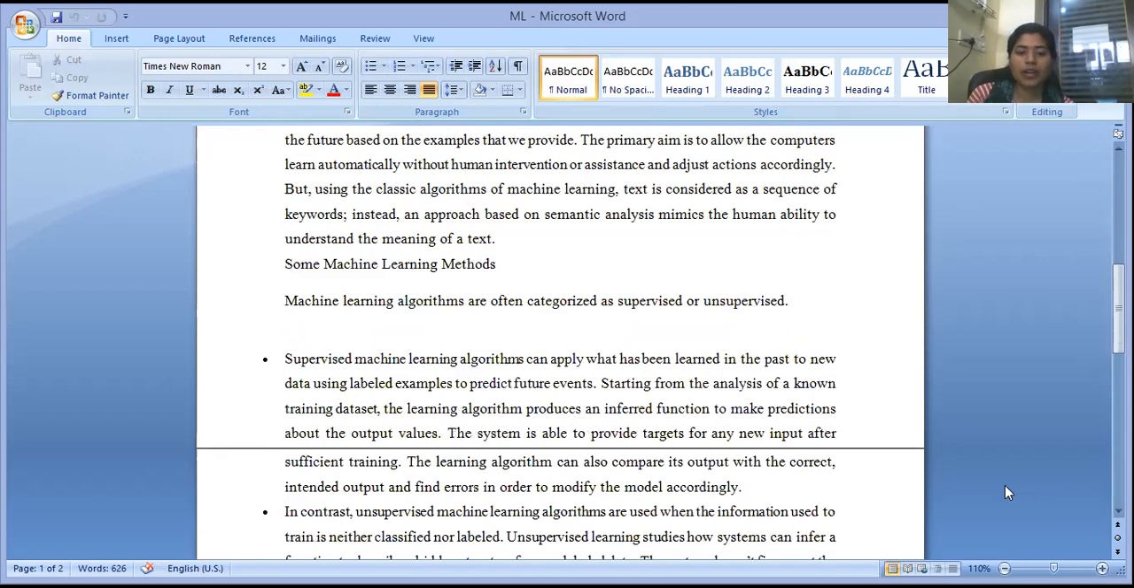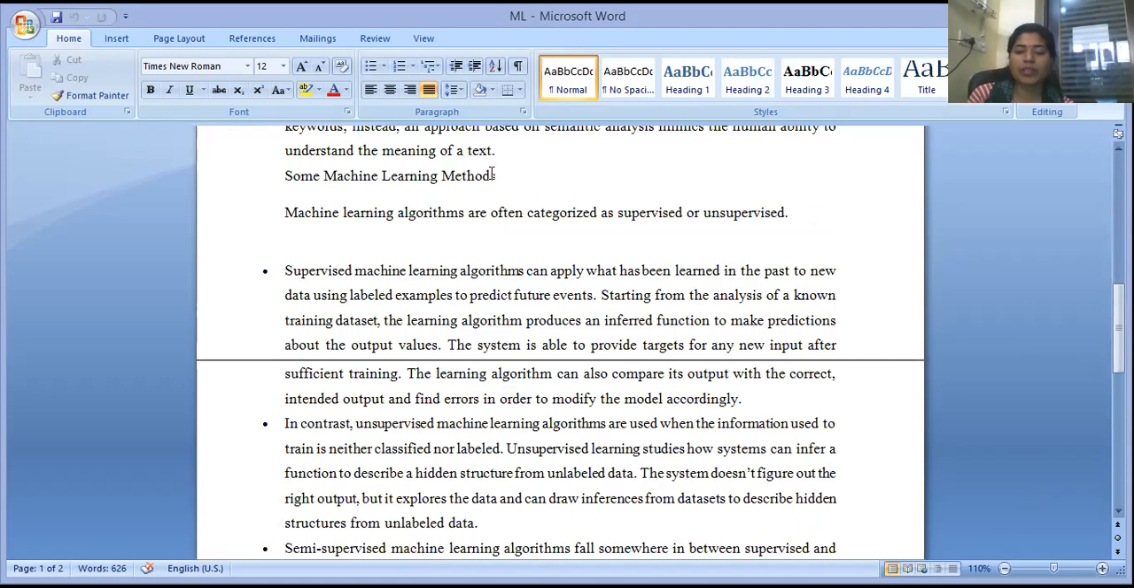Okay. So now if we talk about some learning methods, some methods of machine learning algorithms, then we can see here that machine learning algorithms can often be categorized into supervised, unsupervised, and reinforcement. Mostly what we usually work with is based on two, supervised and unsupervised, and reinforcement also.